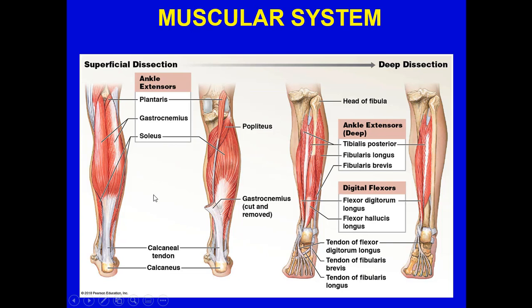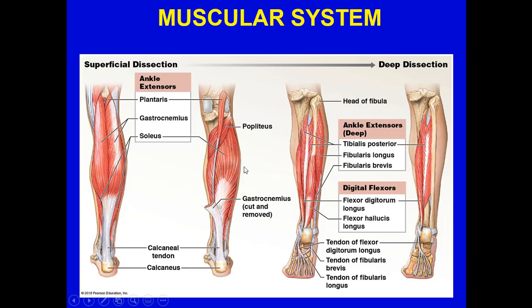Here it is on the posterior side. I have the plantaris here, which, if you look deep, goes all the way down with a very long tendon. The gastrocnemius here is attached back to the tibia, but then has a very long tendon called the calcaneal tendon, which we also call the Achilles tendon, and it's attached to the calcaneus. If we cut and remove the gastrocnemius, we have another muscle underneath here, the soleus.